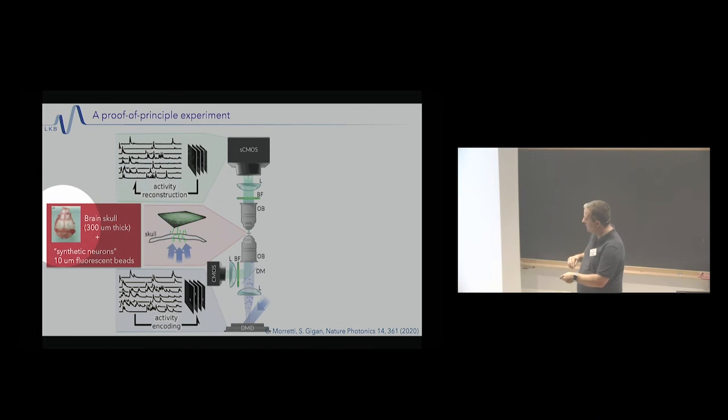So the skull is very scattering, you can see it here. And the fluorescent beads are 10 microns, so the same size as a neuron. And we excite them from below with some temporal codes. So we use a DMD in order to excite this fake neuron with some temporal activity. And then we collect the light that goes through the skull with an sCMOS camera, so a sensitive camera.